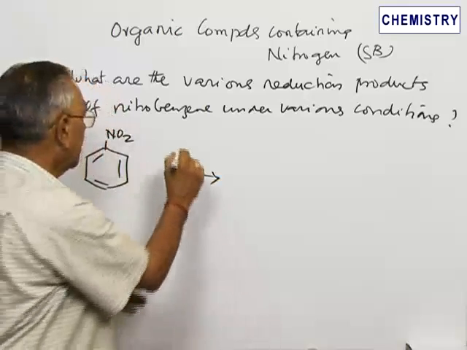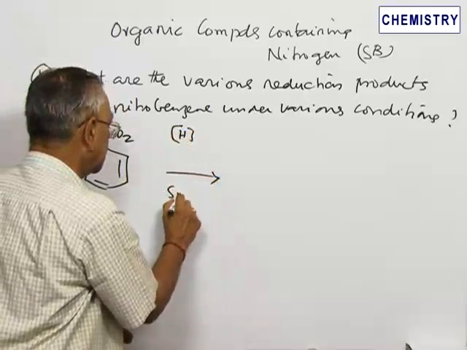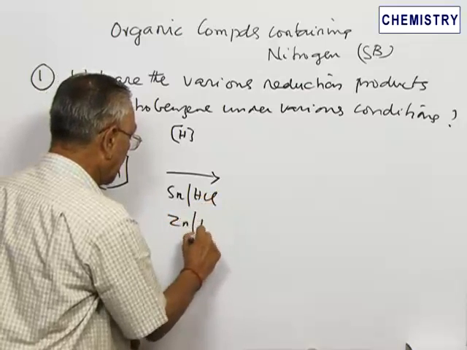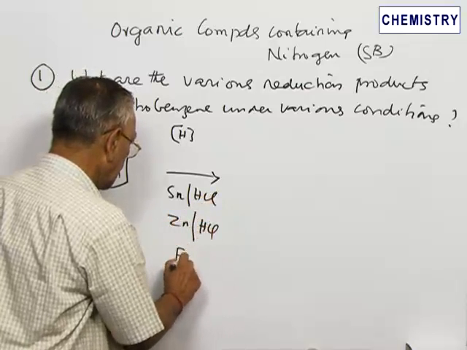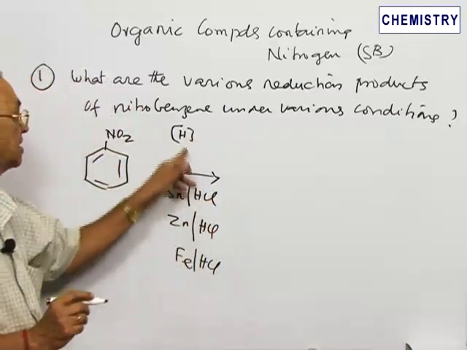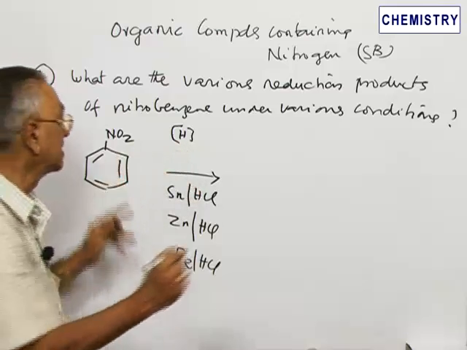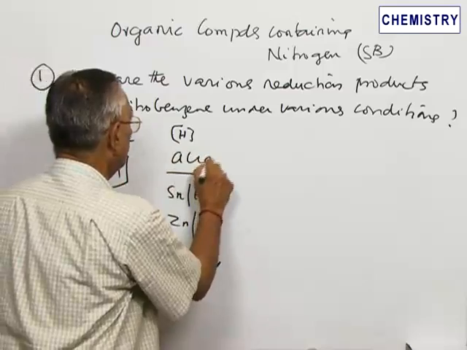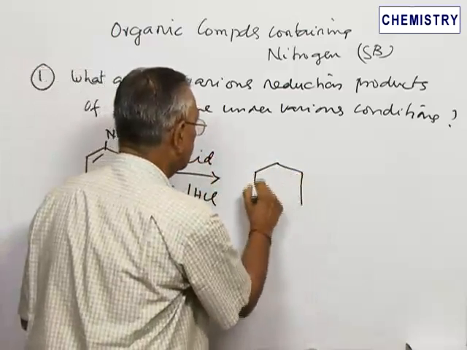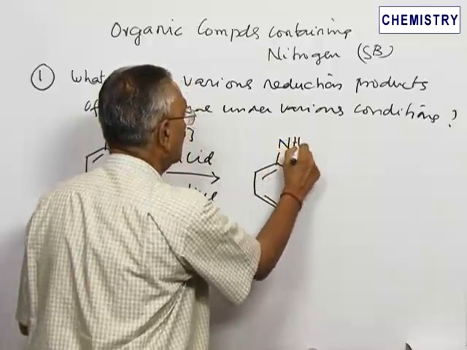It's only a generation of hydrogen, but the hydrogen can be generated by a number of methods, namely tin metal and HCl, or zinc metal and HCl, or iron and HCl. Any one of these metals, when they react with hydrochloric acid, will generate hydrogen. So it is only reduction by means of hydrogen in acid medium. In all these cases, the product obtained is aniline. The nitro group is straight away reduced to aniline.